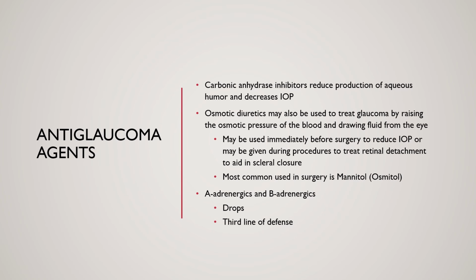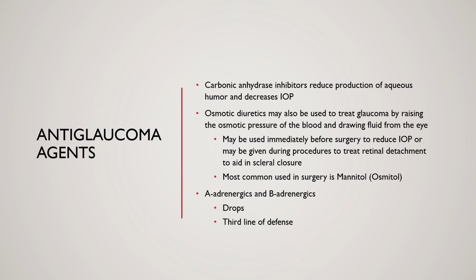All right, carbonic anhydrase, which we spoke about in the last chapter, chapter 8. Carbonic anhydrase inhibitors reduce production of aqueous humor, and it decreases the intraocular pressure as well. So that's where our hormones can come into play in other areas of the body as well.